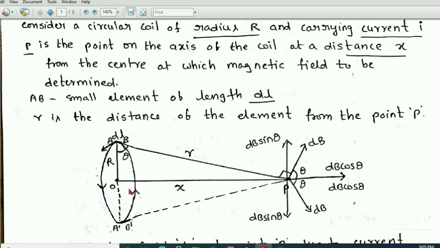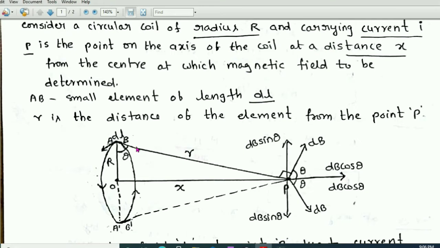To find the magnetic field at point P due to the entire circular coil, let us divide the coil into equal length elements, each element of length dl. Let us say AB is a length element of length dl. First, let us find the magnetic field at point P due to the length element dl. Let us say that magnetic field is dB. The magnetic field due to the length element at point P is dB.